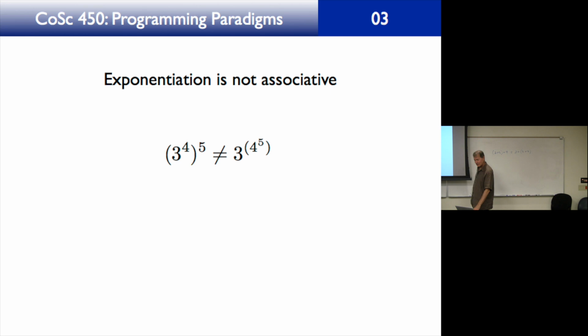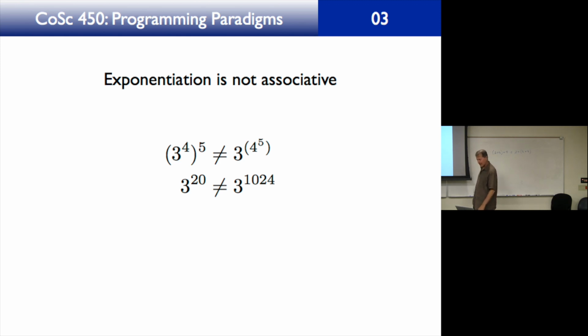Actually, the one on the left is 3 to the 20th. Yeah. And the one on the right is 3 to the 1024th. I guess I should not have asked what the actual number was. Especially your calculator would probably choke on 3 to the 1024. So these are way different, not just a little bit different.